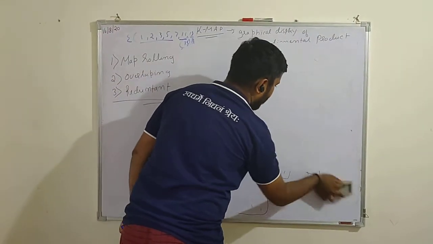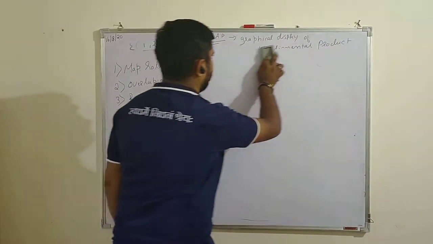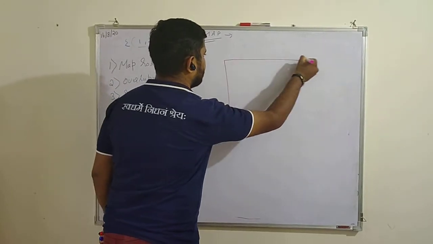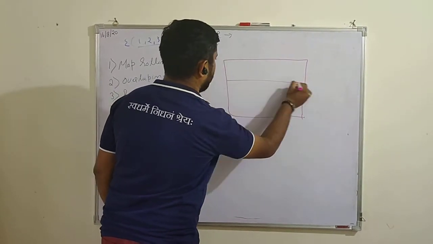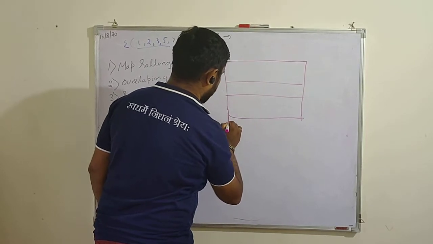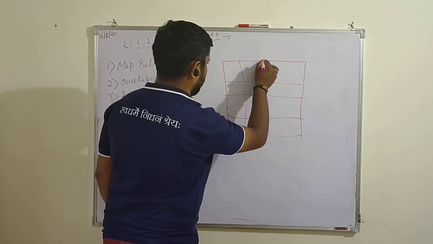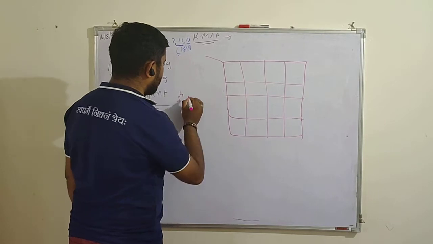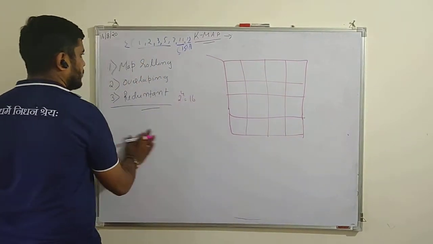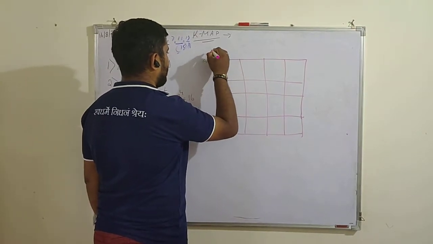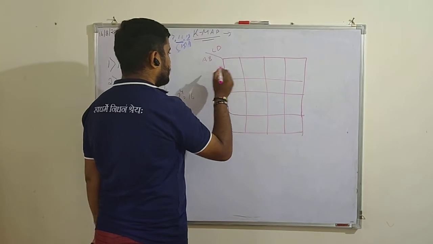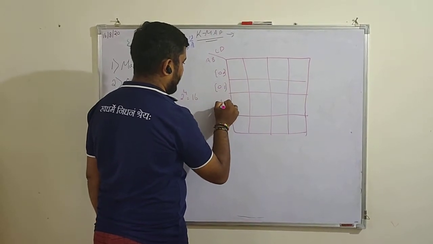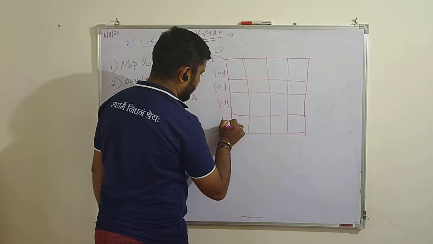So, map rolling. Consider a K-map of four inputs. 4 inputs means 2 to the power of 4, which equals 16. So I'm going to number them, naming the variables as A, B and C, D. These are my variables. So I'm going to number them 0 0, 0 1, 1 1 and 1 0.